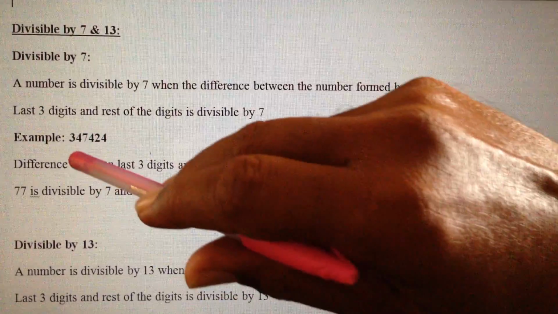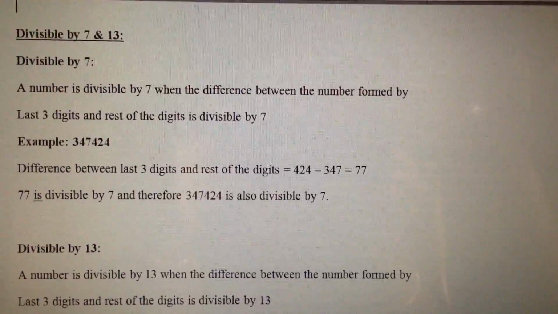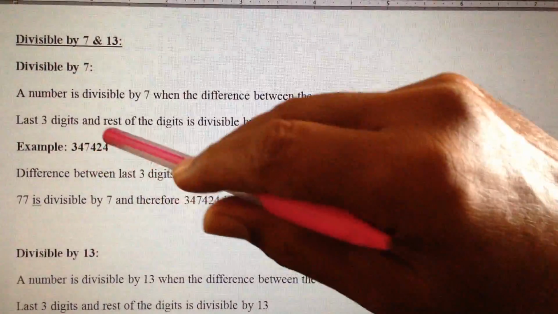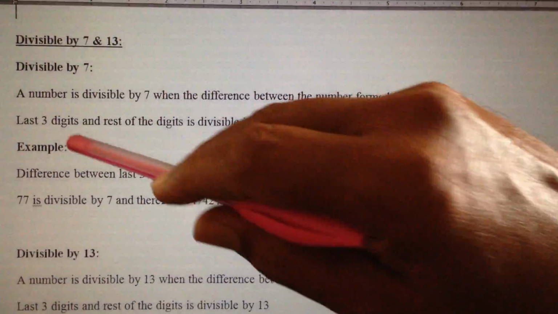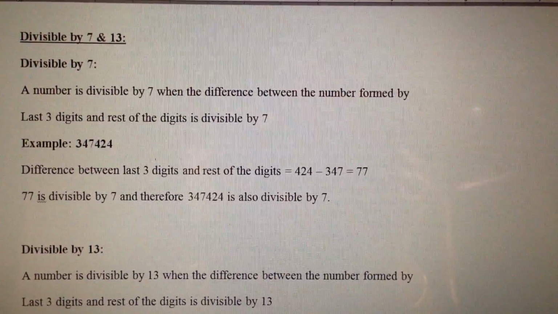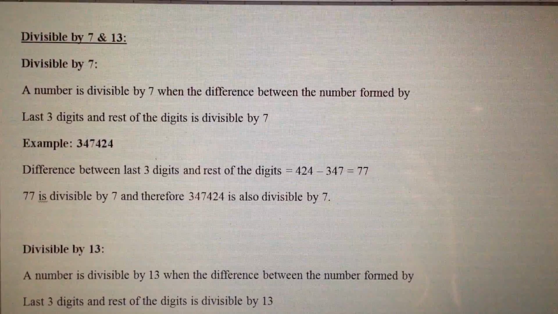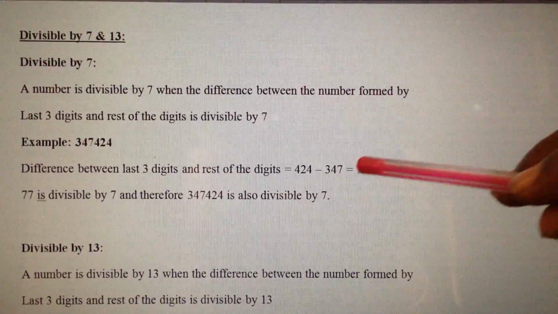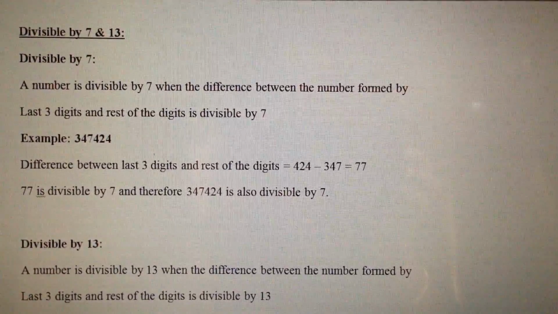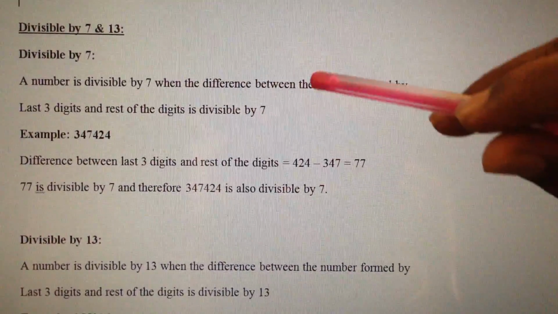Let us take one number, 347,424. The difference between last three digits and rest of the digits: 424 is the last three digits and rest of the digits is 347. So the bigger number minus smaller number. Here the difference is 424 minus 347, which is equal to 77. So we know that 77 is divisible by 7. So when it is divisible by 7, the number is also divisible by 7. So the condition is fulfilled here.